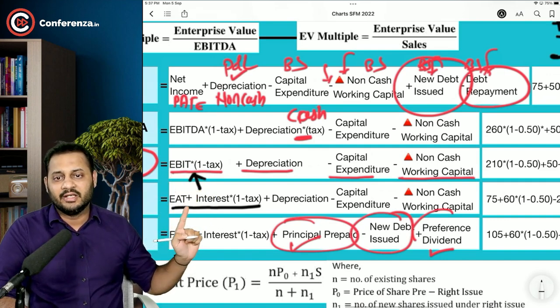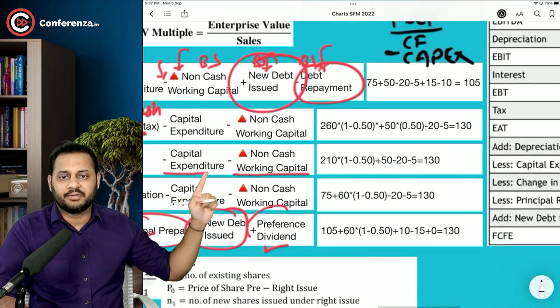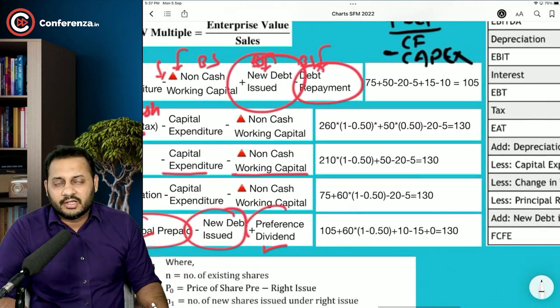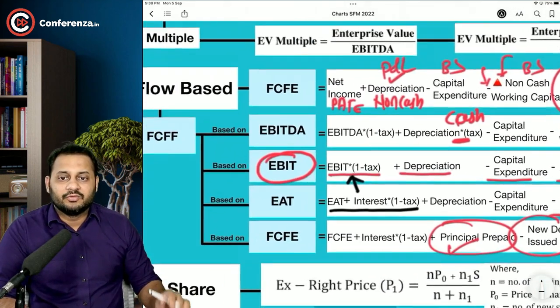And this is also earning before interest; once you add the interest but after tax, because tax has been deducted. And then the same procedure: depreciation, capex, change in non-cash working capital. Remember that. This is how you can calculate the free cash flows to firm.